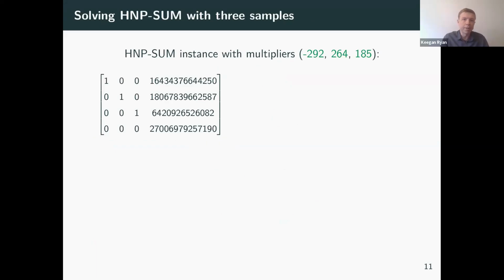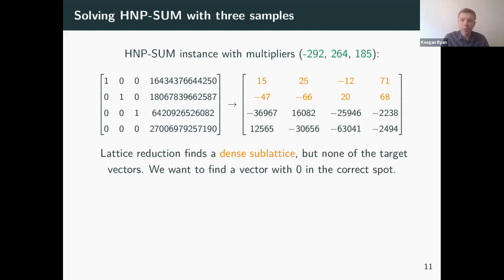So what exactly is going on? Well, we have this example here where we have an instance of HNP-sum with these 3 multipliers. And after lattice reduction, we see that lattice reduction does find short vectors, but it doesn't find the short target vectors that we're looking for. Lattice reduction for HNP-sum finds a dense sublattice spanned by these first 2 short vectors. And although neither of these are the target vector, we can show that the target vectors lie in this dense sublattice. So we want to find target vectors that do have these zeros in the correct spots.